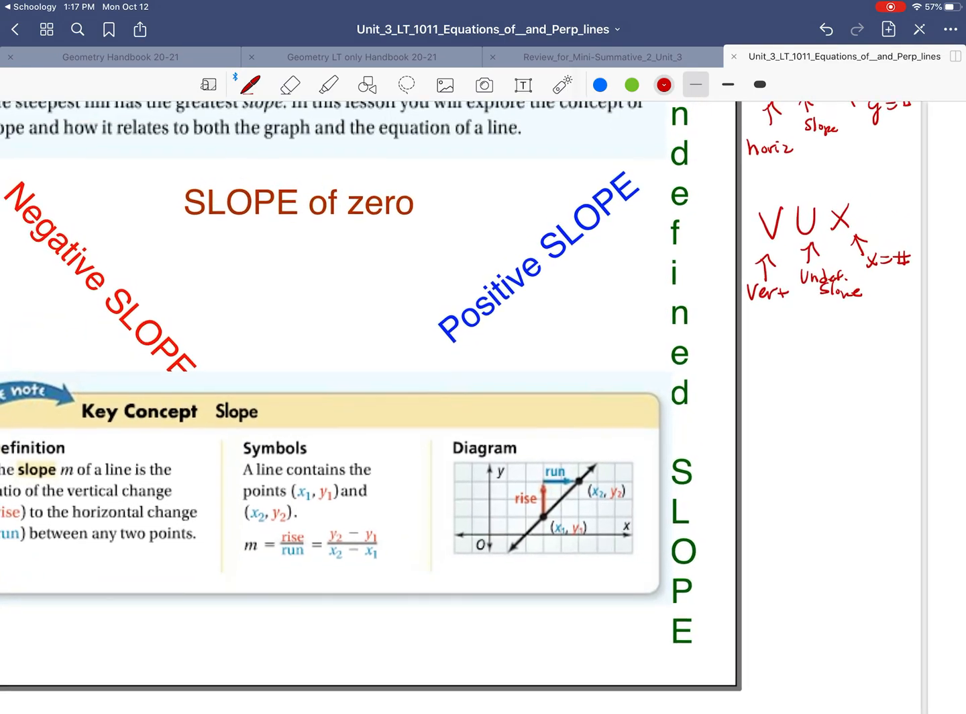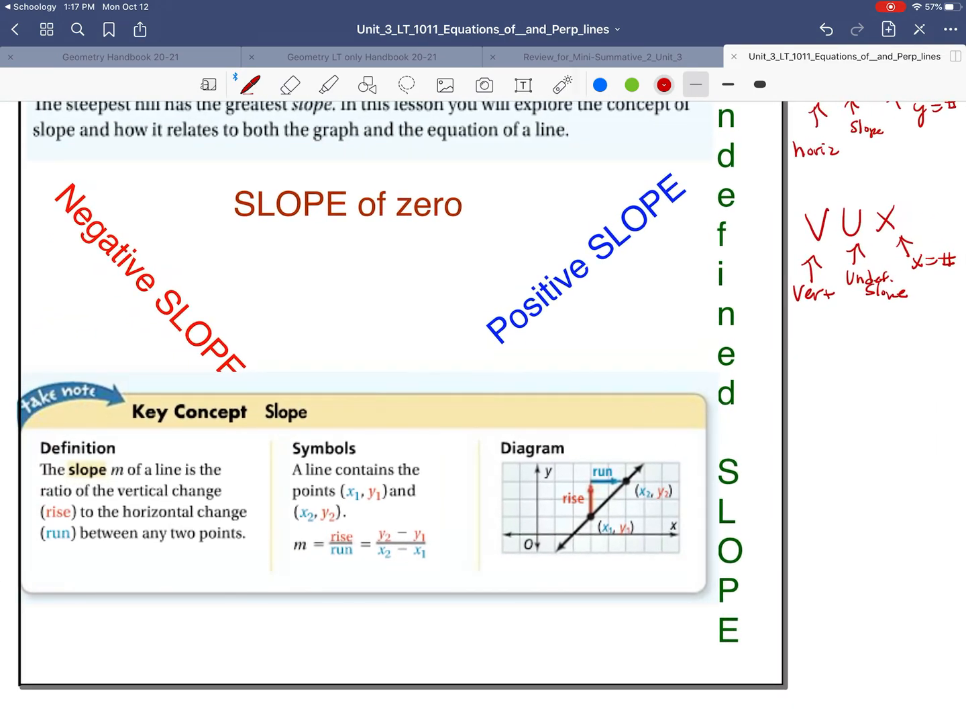Slope is your change in y over change in x. It's your rise over run, and it's always the reduced fraction. So make sure you're always reducing. For example, if I went up 2 to the right 2, that's 2 over 2. Now that reduces to 1. So make sure you're reducing all of your slopes.